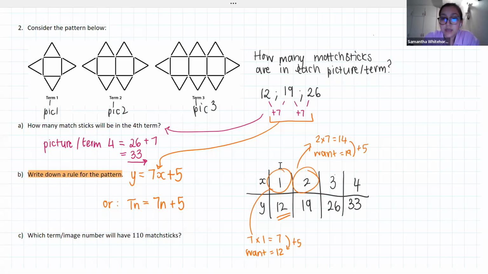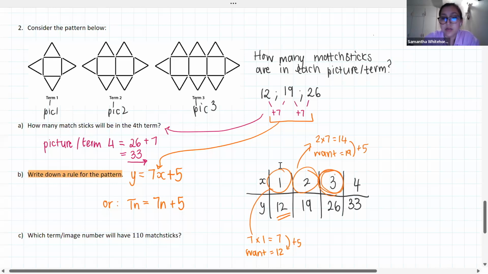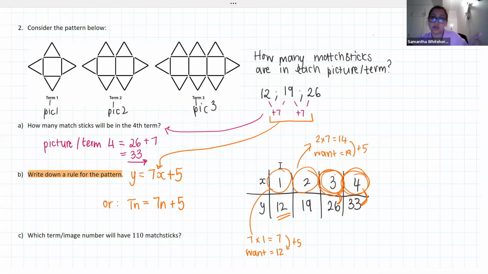Now we can double check. So if we take 7 times 3, we get 21. 21 plus 5, 26. 4 times 7, 28. 28 plus 5, 33. And so because I'm always getting the correct output according to my rule, I know that the rule that I have given here, or the rule that I'm working with, is correct.